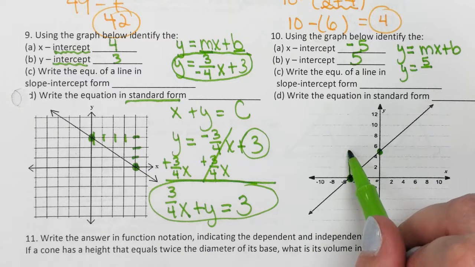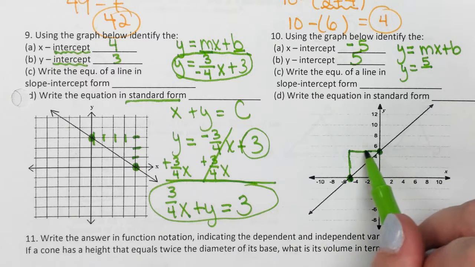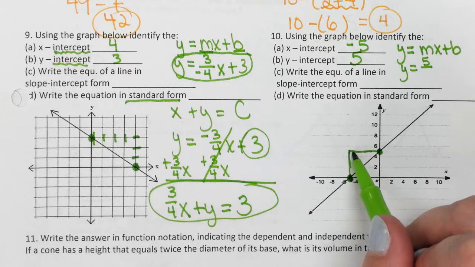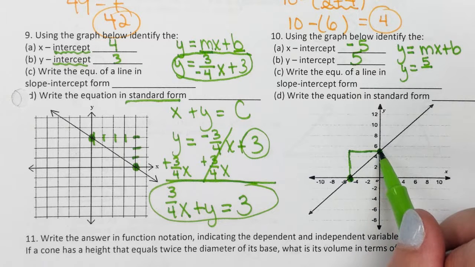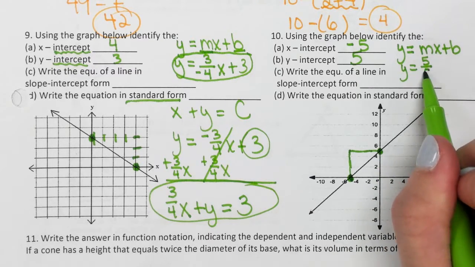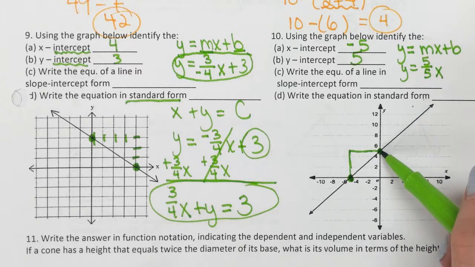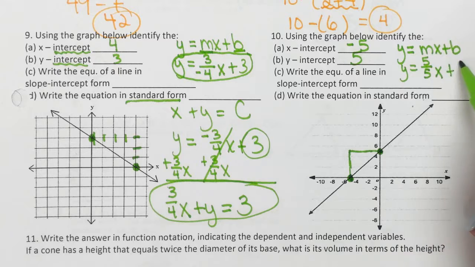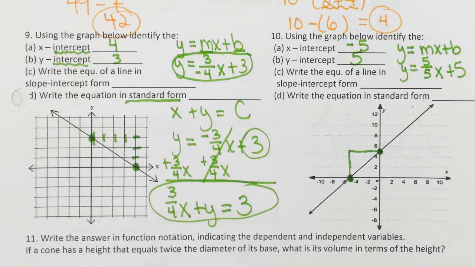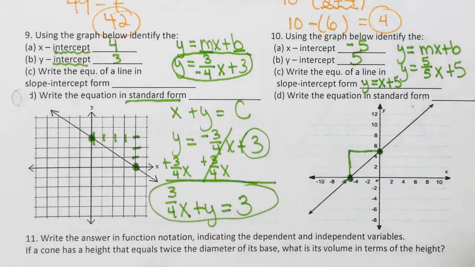All right, if I'm here and I need to go over to 0, how far did I go? If I was at -5 and I went to 0, how far did I go? 5. In which direction did I go? To the right, so that is positive. And then what's your y-intercept? +5. Do you notice anything about that? 5 over 5 is how much? 1. Do I have to write the 1? No, so I'm just going to write x plus 5.